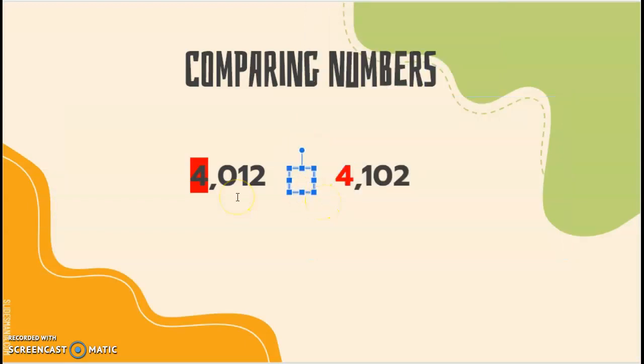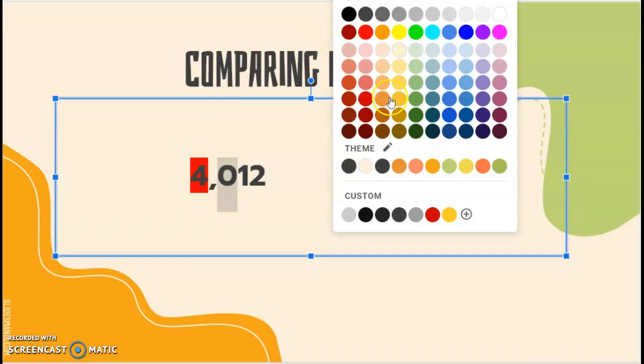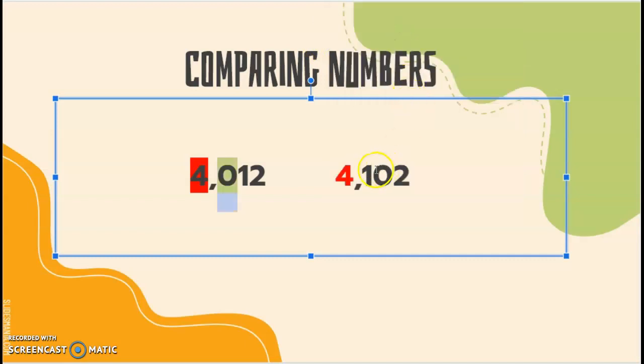We also know that since the digits in the thousands place are the same, we have to now go to the hundreds place to compare. So we have a 0 in the hundreds place in the number 4012, and we have a 1 in the hundreds place in the number 4102.